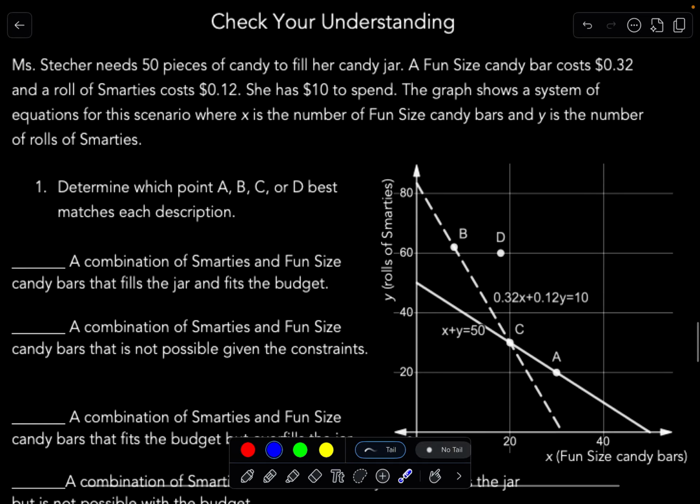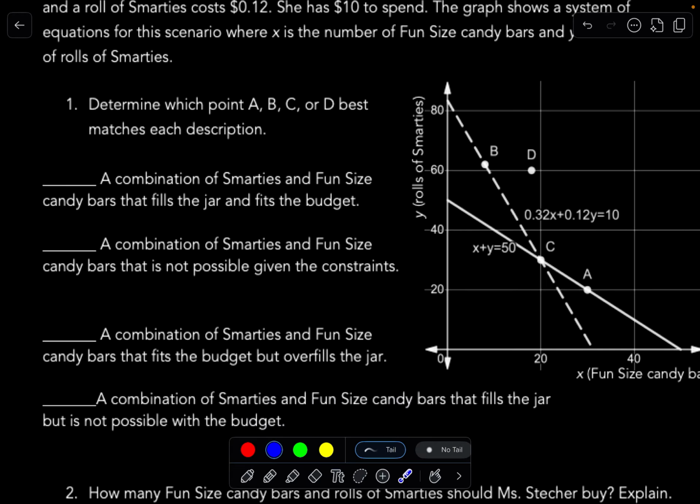All right, so now, what is a combination of Smarties and candy bars that fills the jar and fits the budget? There's only one point that both fills the jar, which means it's on this line, and fits the budget, which means it has to be on this line. The only point is the intersection point, C. So the answer is C.